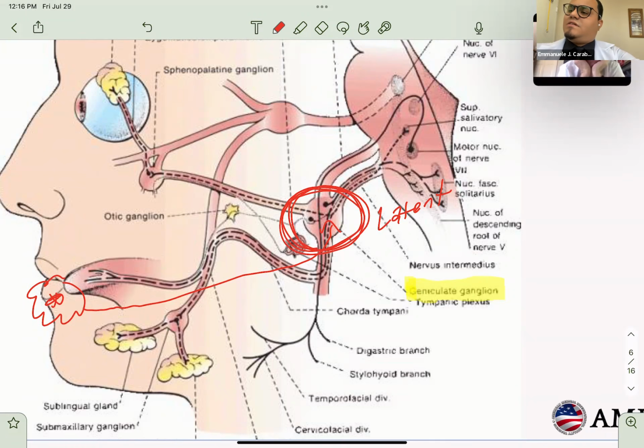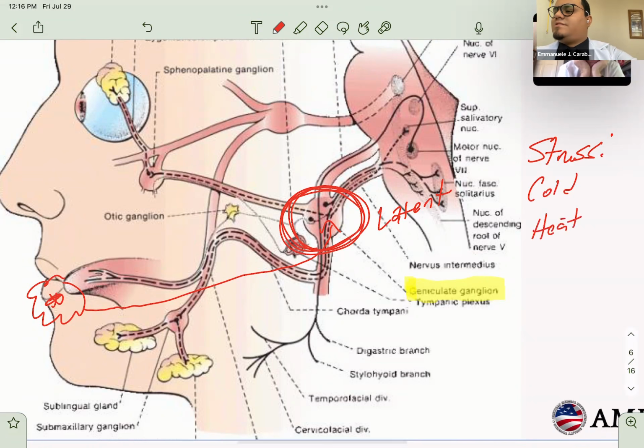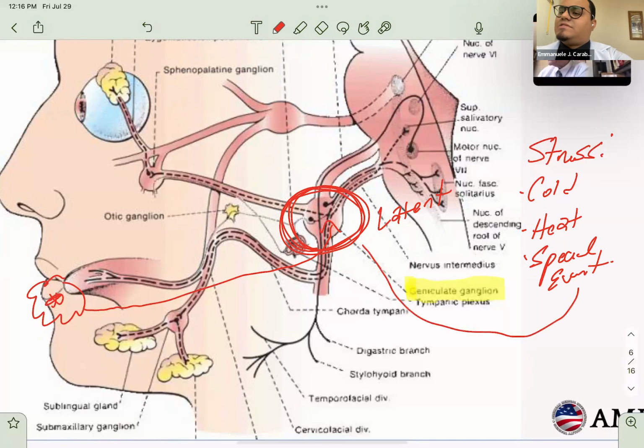Then what happens? Like I told you, repetition is key. You have a stress, say cold exposure, extreme heat exposure, or a special event. Let's say something very bad happens and the person has a lot of stress. For some reason, this kind of stressful event activates the virus that's located in the ganglion. The virus goes to the peripheral nerve and induces inflammation again. That inflammation induces a demyelinization process, and that is why we see the paralysis.